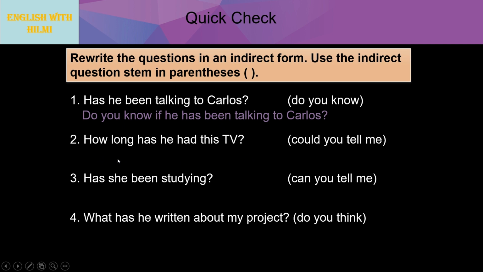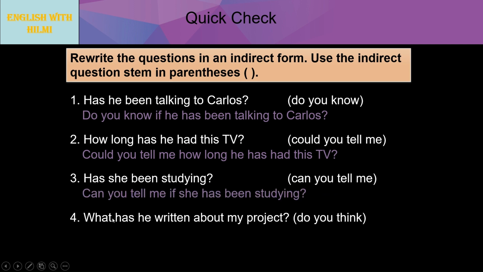The second one: how long has he had this TV? We have the question stem "could you tell me". Can you guess? Yes, great. Could you tell me how long he has had this TV? And of course, "could you tell me" is more polite. Question number three: has she been studying? The question stem: can you tell me. Can you guess? Perfect. Can you tell me if she has been studying? And of course, "if" follows the question stem, and we use the auxiliary verb for the perfect tense.